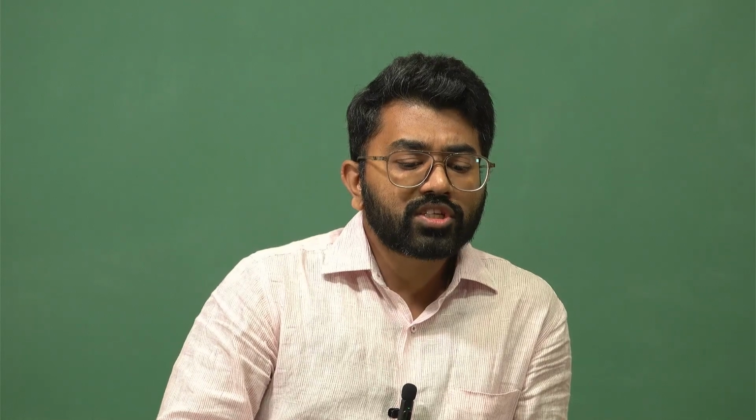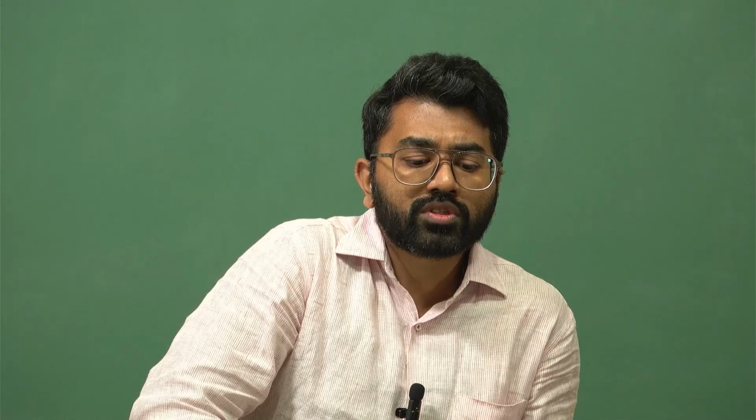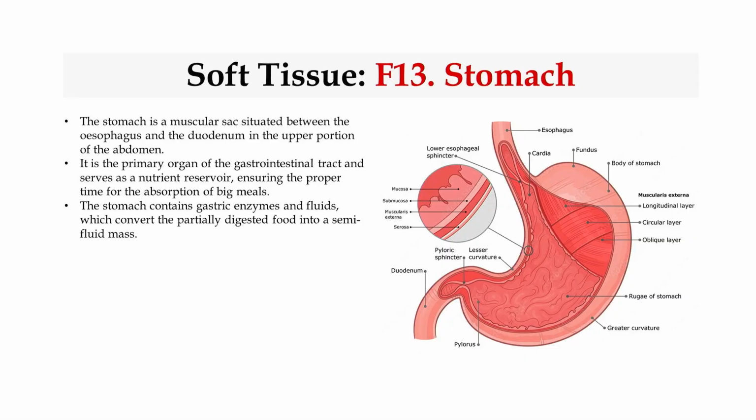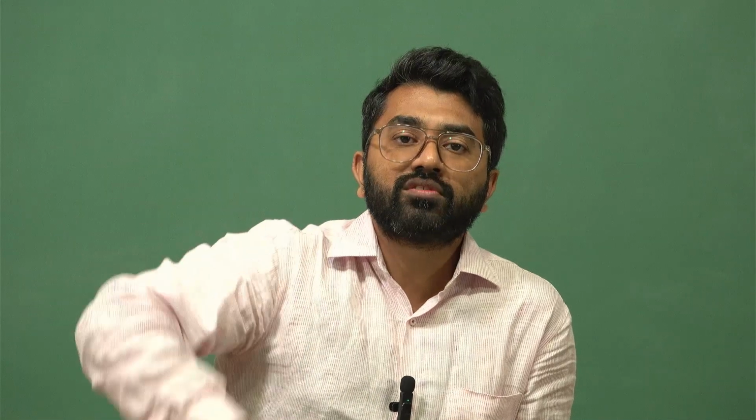Next is stomach. So we are slowly going down as we move towards the bottom of our body. This is almost the middle. We are still in the middle segment. So the stomach is a muscular sac situated between the esophagus, which concludes into the stomach, and the duodenum in the upper portion of the abdomen, right? So duodenum is the bottom part of the stomach, and then you have the top part, which is esophagus. So this is two connections, right?